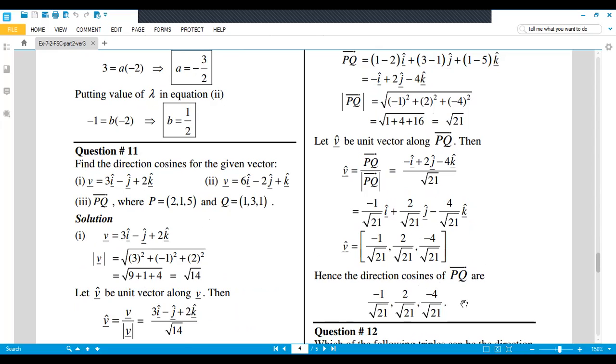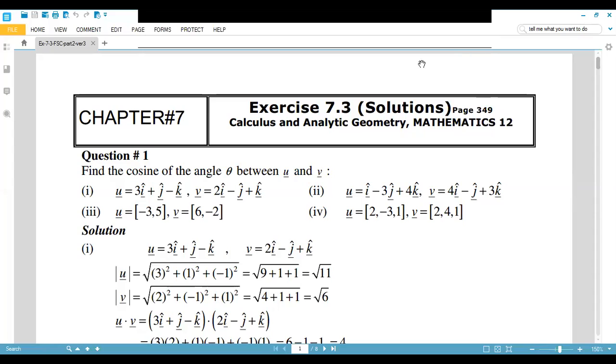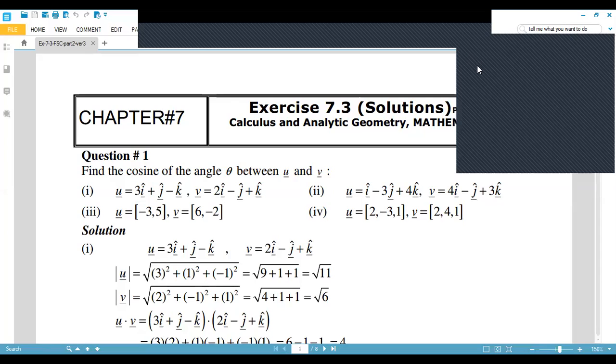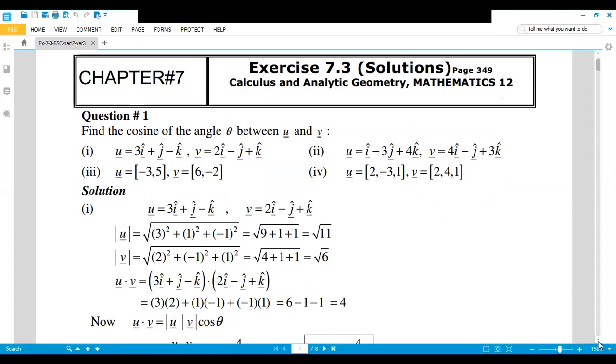So this was the last part included of exercise 7.2. So now we will start 7.3. If I have time, I'll complete 7.3. Otherwise, we will do the first 5 questions. So let's see. Now we will start exercise 7.3.